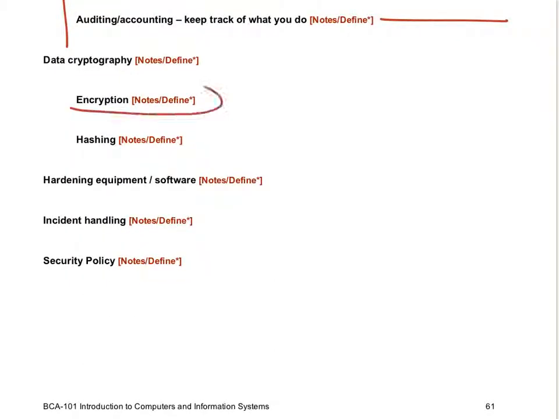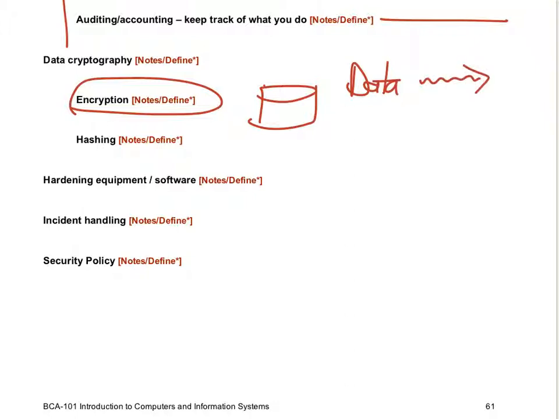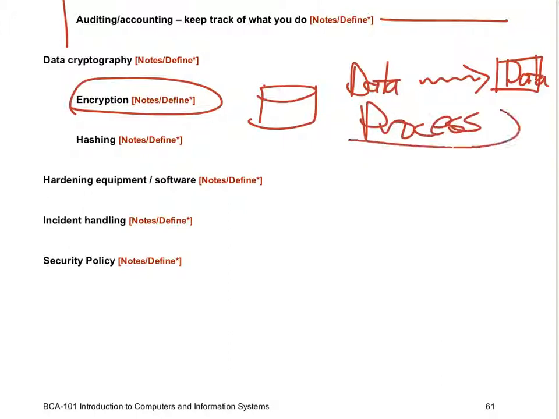We can encrypt data. It can be encrypted while it's stored on your hard drive. The data can be encrypted so people can't read it while you send it somewhere, and then you decrypt it on the other end so you get your data back. When it's being processed, no, then it's vulnerable. We really can't do much with it.